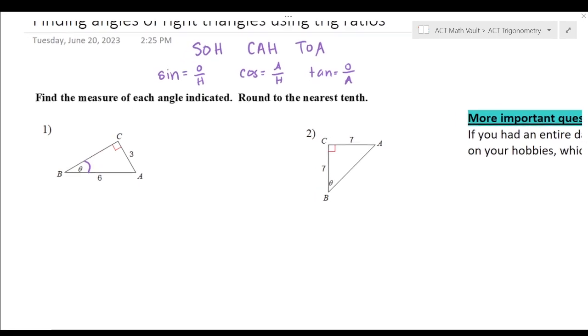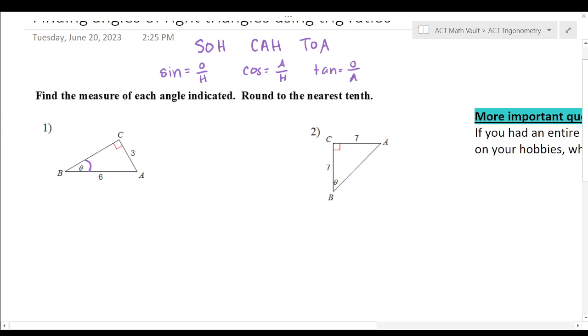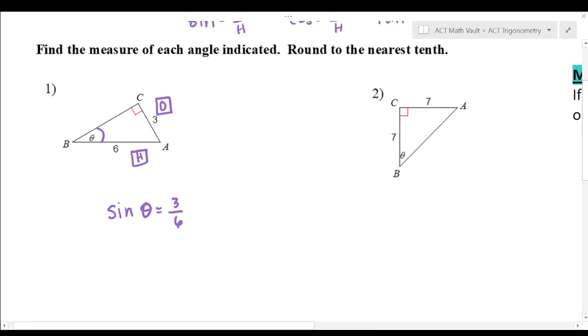Okay, so we need to try to find that angle using the 3 and the 6. So let's label the 3 with an O because it's opposite from the theta, and then the H is the 6. So which trig ratio involves an O and an H? The sine. Remember, it always goes sine, then angle, the angle we don't know, and then it goes O over H. 3 over 6.